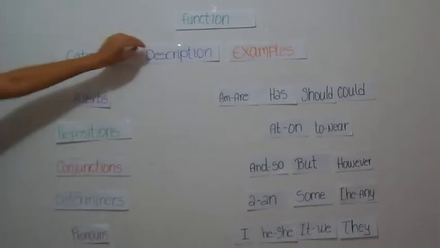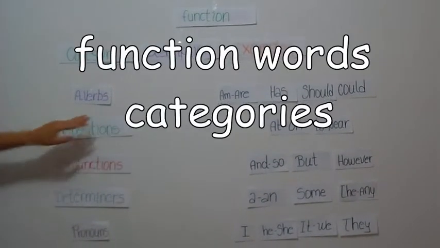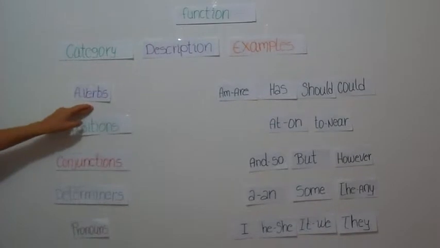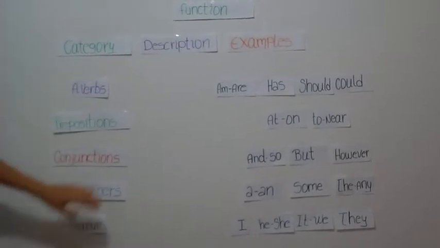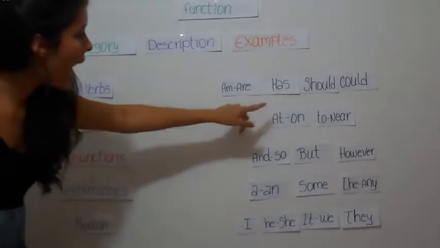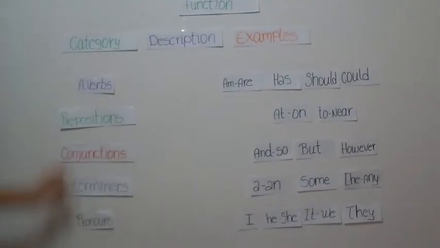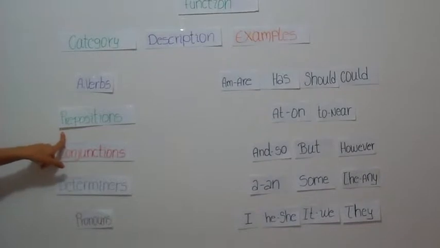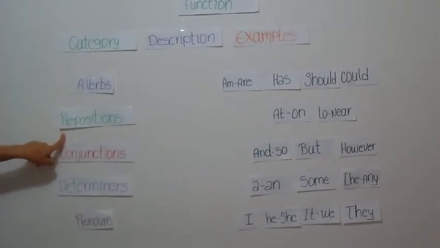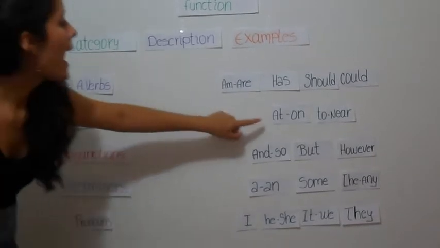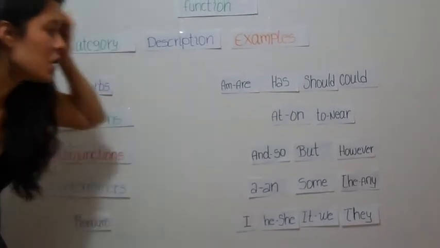The category of function words is the next one. The first category is auxiliary verbs, which are verbs that support the main verbs. For example, am, are, has, should, and could. The next category is prepositions, which are words that tell relation to other words. For example, at, on, to, and near.